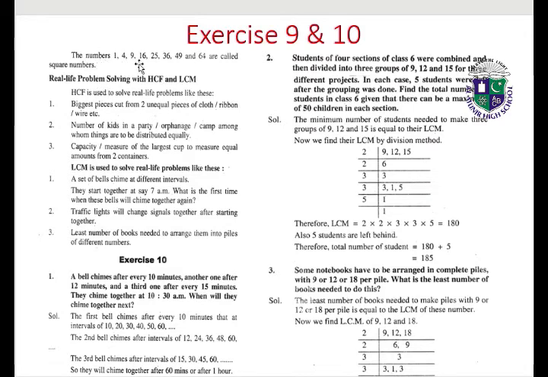The numbers 1, 4, 9, 16, 25, 36, 49 and 64 are called square numbers. Real life problem solving with HCF and LCM.